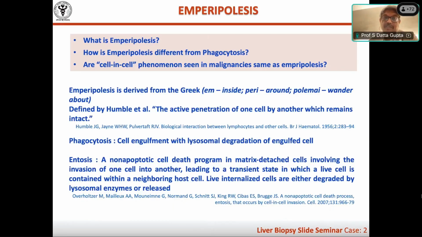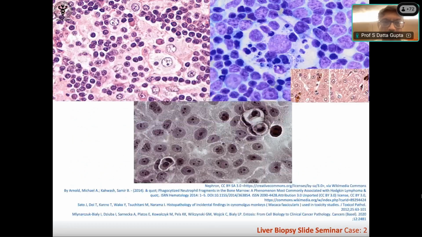Phagocytosis is engulfment of a cell with lysosomal degradation. So the cell is not intact. So when the cell is not intact, it's phagocytosis. When it's intact, it is emperipolesis. Right? And there's another thing called entosis. We'll not go into it in detail. So this is emperipolesis, the first picture.